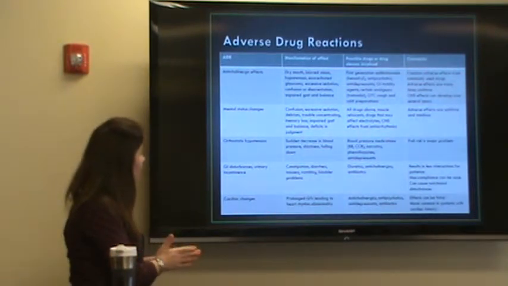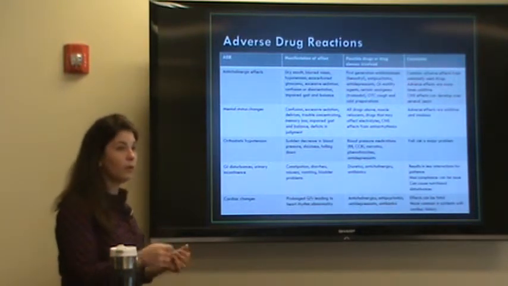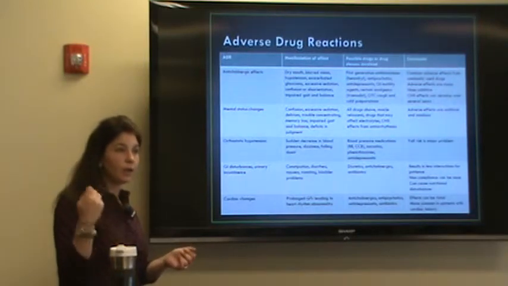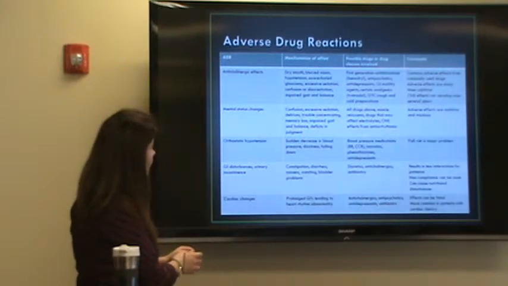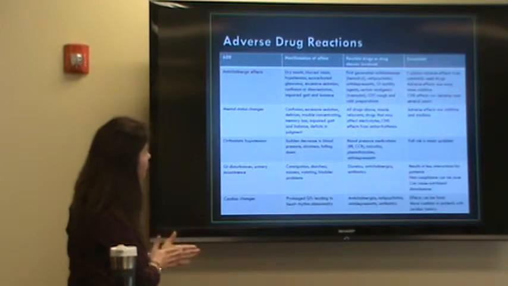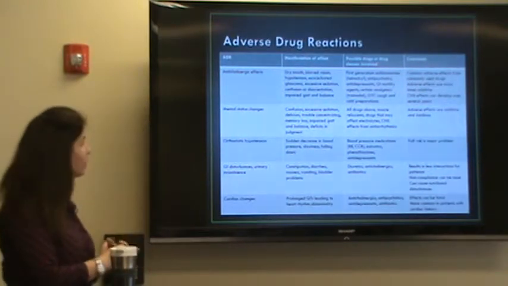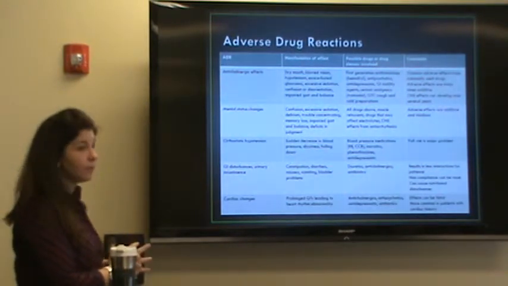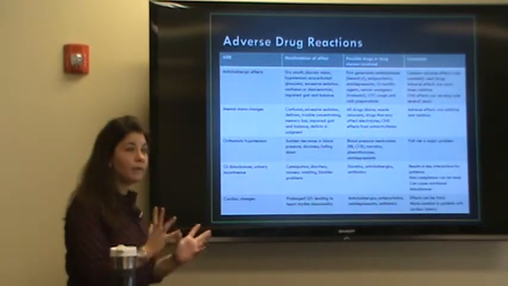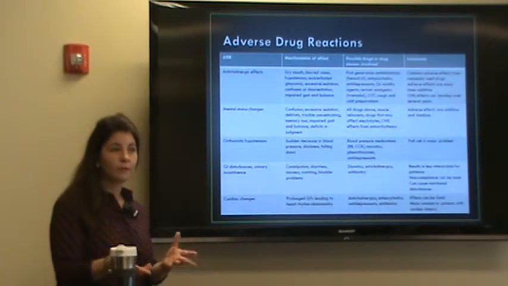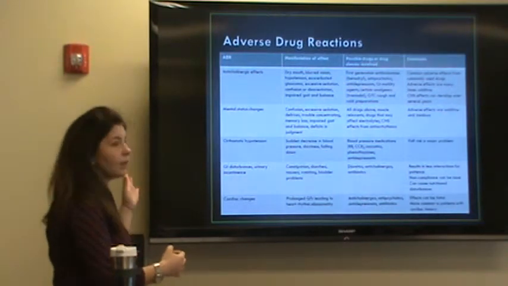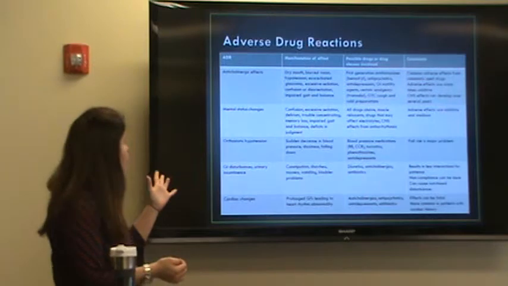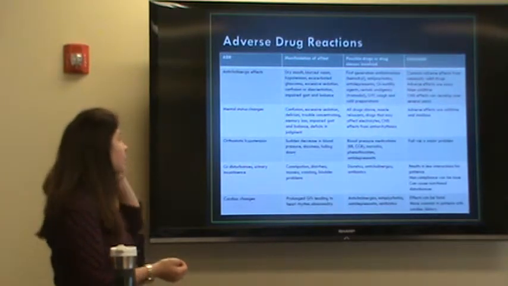Dry mouth, blurred vision, hypotension, worsening glaucoma. So if you have glaucoma, your intraocular pressure increases when you have anticholinergic effects. Also, sedation, confusion, and disorientation, and impaired gait and balance. The kind of drugs that usually cause that are first generation antihistamines, so Benadryl. A lot of times you see elderly patients on Benadryl for sleep, and this is what you need to be concerned about, anticholinergic effects in these patients.